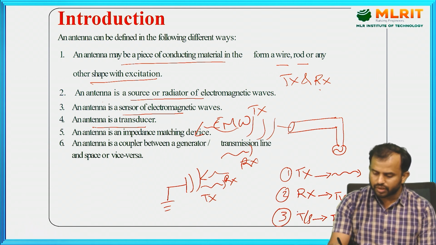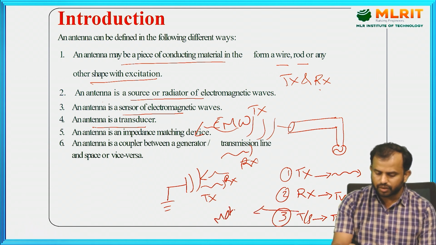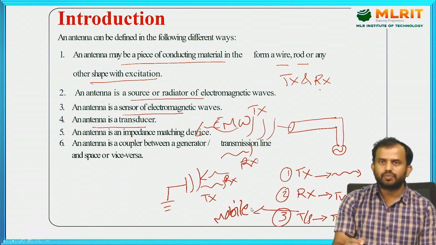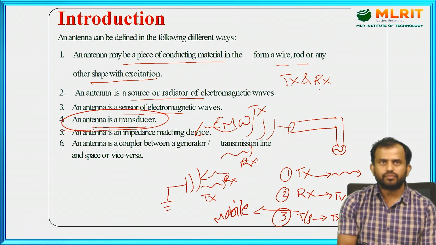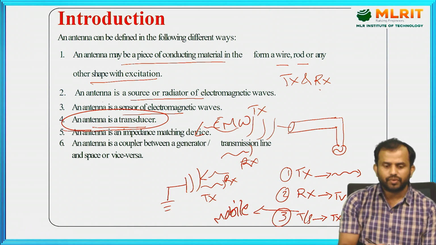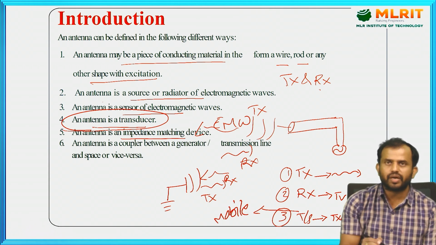But in mobile communication, we are able to transmit the signal and we are able to receive the signal. That is the reason the antenna is also acting as a transducer. And similarly, the next one, it is also acting as an impedance matching device.